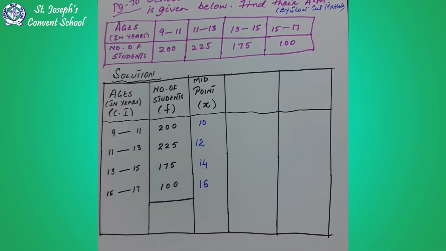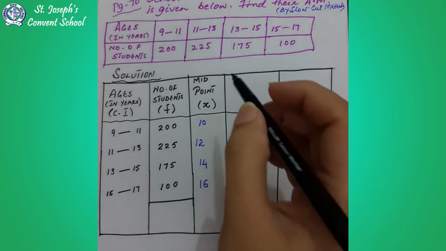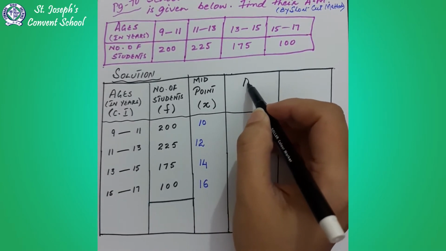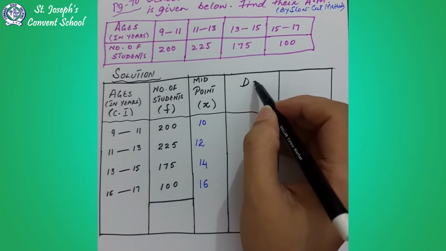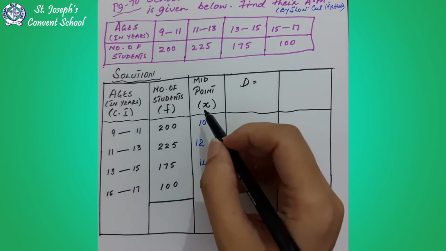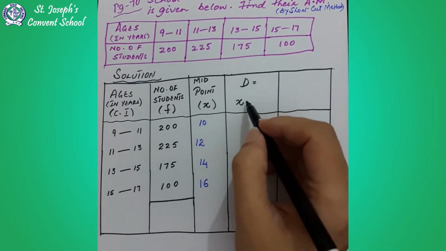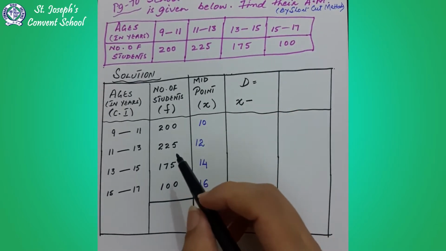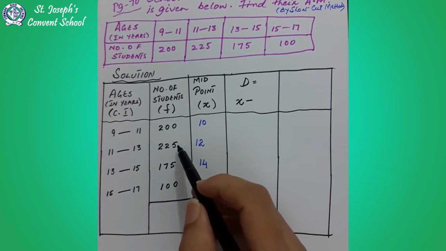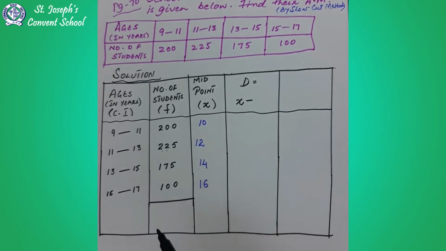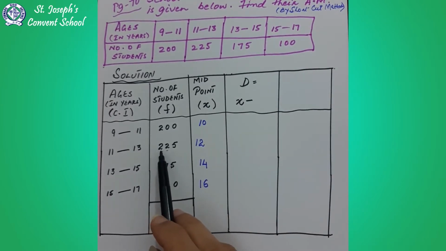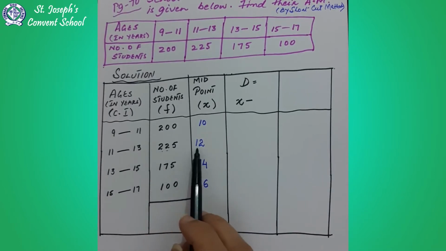Now the next column we are going to make is the deviation column. We are using the shortcut method, so we are going to find the deviation. We will write D here. D stands for deviation. Now how are we going to find the deviation? This deviation is equal to the midpoint column minus the midpoint of the highest frequency. You can see that the highest frequency is 225. So the midpoint of this highest frequency is 12.